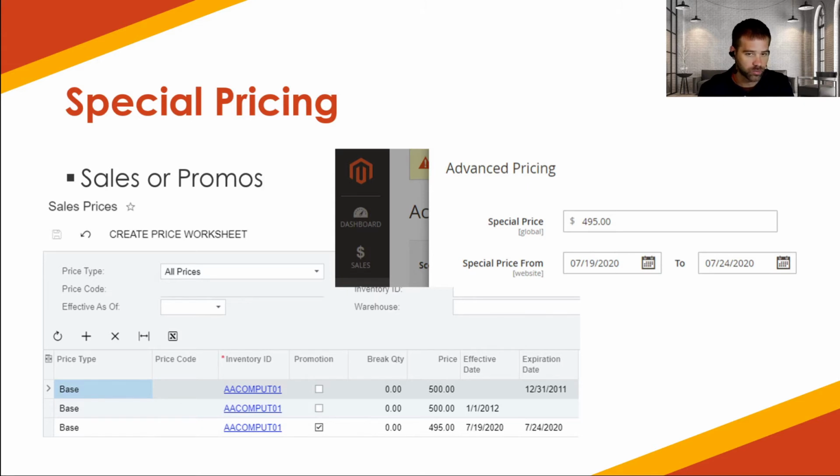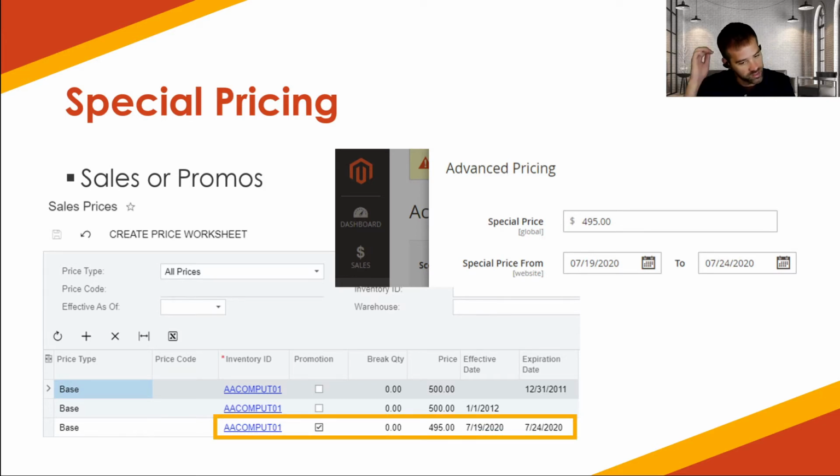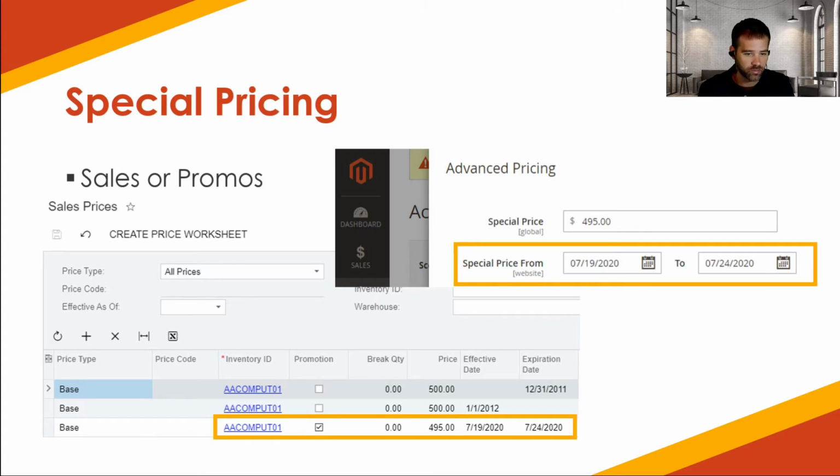You can create a sales price worksheet. And as we see in this particular example, we've got the AA computer here that is on sale for $4.95 instead of the regular $500, and it's for a limited time. And so in Magento, we have the ability to synchronize that and make sure that it matches and that that promotion goes into effect automatically and that it falls out of effect automatically, which is pretty important.